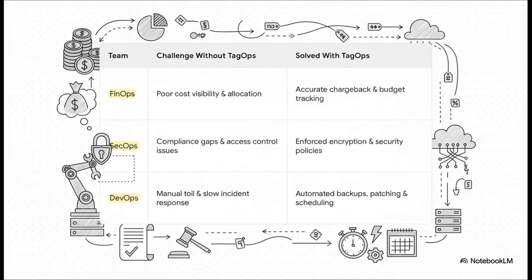So let's break that down. For your FinOps team, it solves that terrible cost visibility problem, which lets them do accurate chargebacks and budgeting. For SecOps, it closes compliance gaps by letting you create tag-based policies for things like encryption and access control. And for DevOps, it just slashes the amount of manual work by automating tasks like backups, patching, and scheduling.